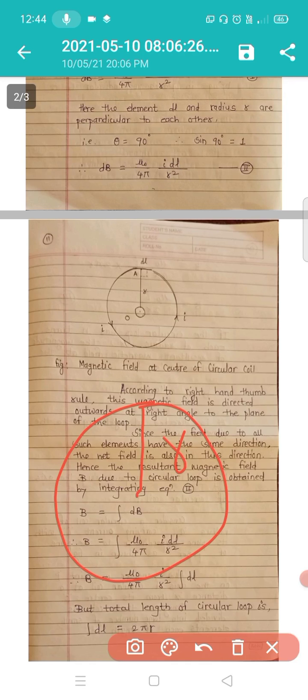I is the current flowing in the anticlockwise direction in the coil. We have to find the magnetic field at the center of the loop. Consider the loop is divided into a number of small elements, each of length dl.